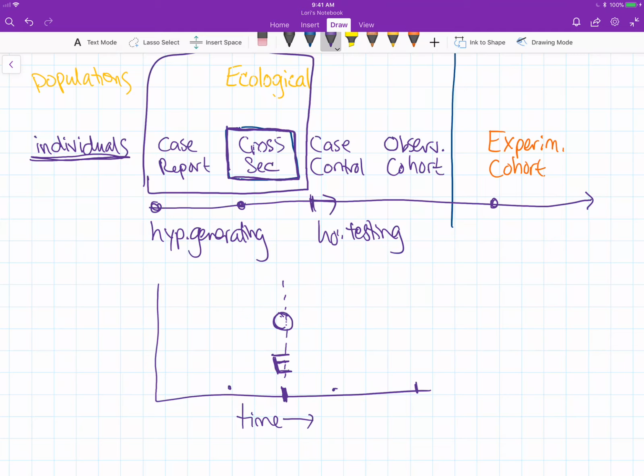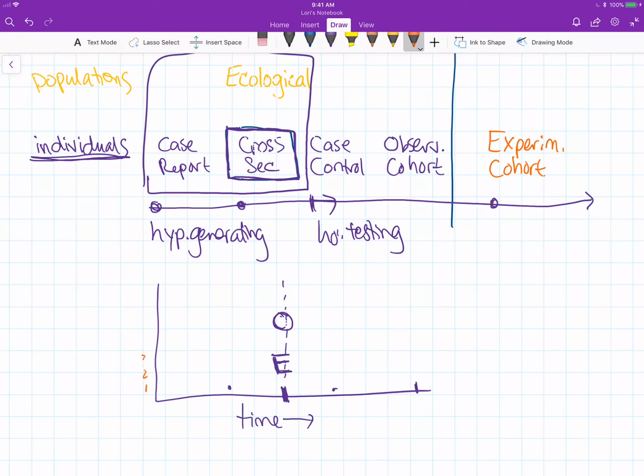So what ends up happening is that as I'm collecting this information, I'm capturing people as they are today. And one of the problems that happens with that is something you can see on this timeline. Let's just imagine that I have all of my individuals.